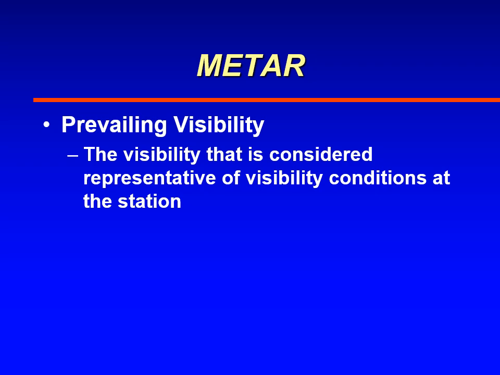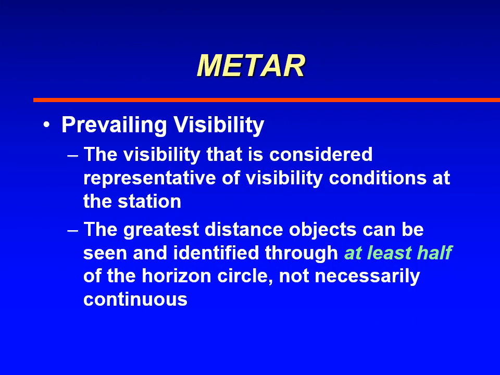So before that, they had another definition that we're going to look at now. That definition is the greatest distance objects can be seen and identified through at least half of the horizon circle, and that need not necessarily be continuous or contiguous. And that's the definition that we use when humans make weather observations. And believe it or not, there are still humans that make weather observations at airports today.